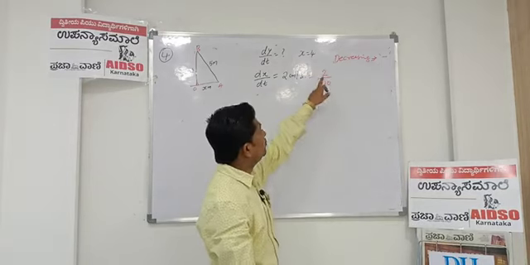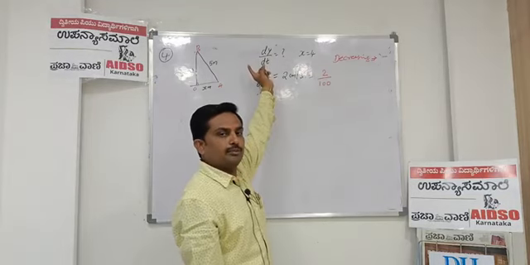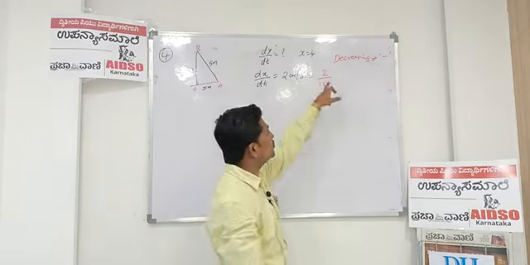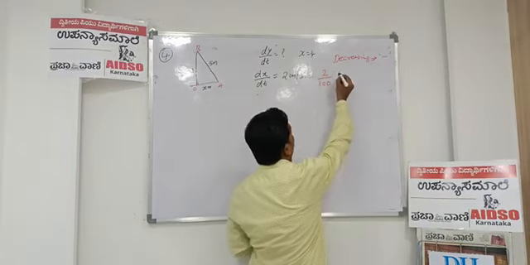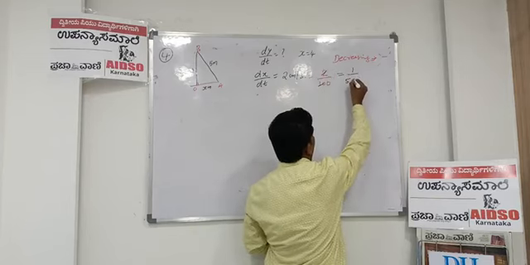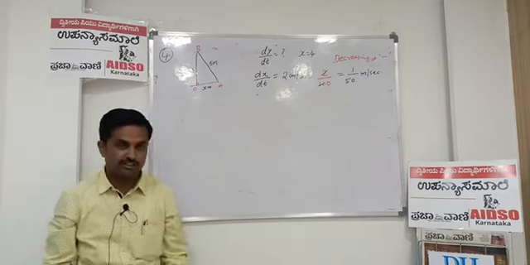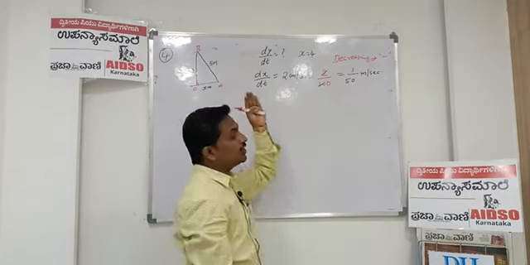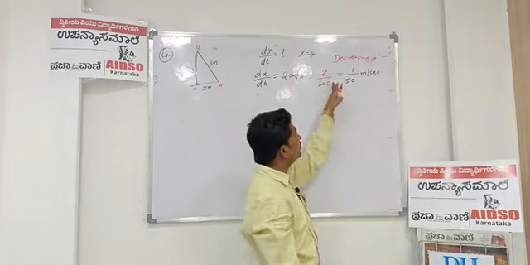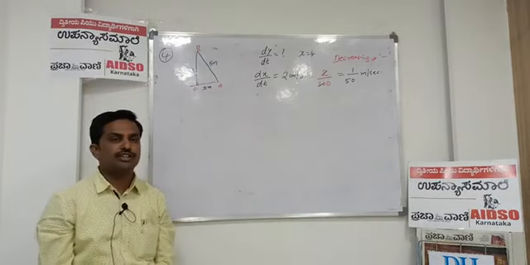So 2 divided by 100. The reason why we have considered this is that one is meter data and the other is centimeter data. On cancellation, 2 ones are 2, 2 fifties are 100, so it becomes 1 by 50 meter per second. This is the conversion of data from the given 2 centimeter per second: 2 divided by 100 equals 1 upon 50 meter per second.